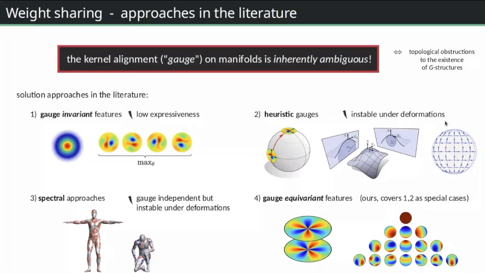And then our solution is to not use gauge invariant features, but gauge equivariant features. And this actually contains the invariant features as a special case, and it also contains this here as a special case. And just choosing a certain kernel orientation, a fixed one, would then correspond to choosing a frame field on your manifold. And then, well, I will explain it later. I think it will become more clear then.